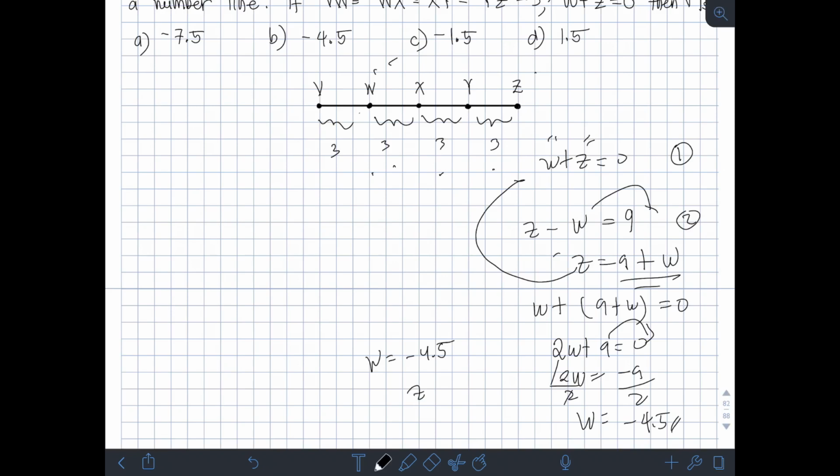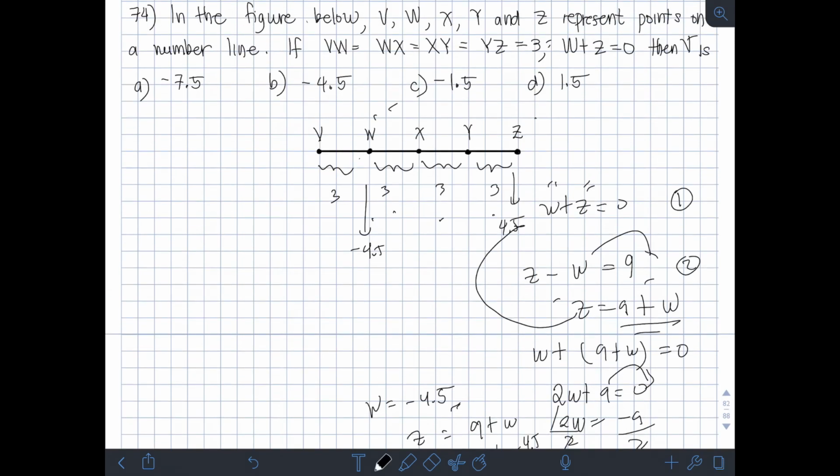And then, Z equal siya dito, 9 plus W. So, Z is equals to 9 plus W na negative 4.5. Z is 4.5. Okay? So, ngayon, meron na tayong coordinate ni W na negative 4.5, tapos si Z, 4.5. Right? Ngayon, ang tinatanong is si V. So, pwede naman ngayon natin gamitin yung length ng VW na 3 at yung coordinate na nakuha nating W na negative 4.5. So, W minus V is equal to yung distance nila na 3.